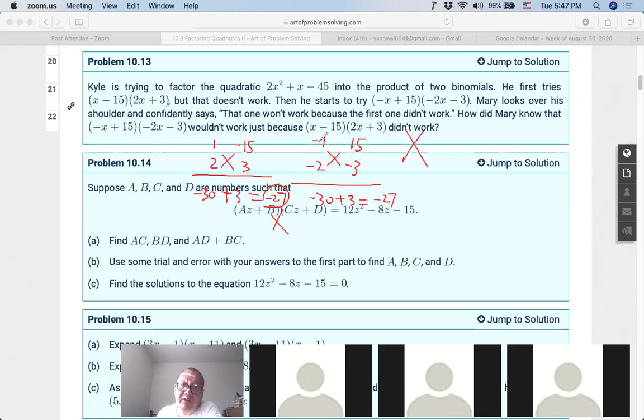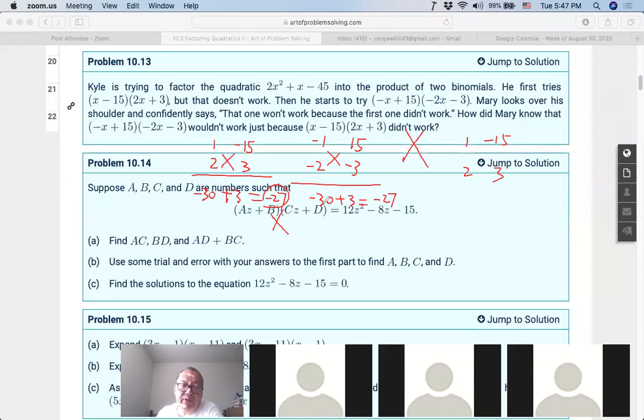If you times negative 1 to this, you get 1, negative 15. Times negative 1 here, you get 2, 3. So this one is exactly the same as this, right? So if this one doesn't work, this example tells you don't try this either, because this definitely will not work at all. You need to try the other combinations. This combination definitely will not work.